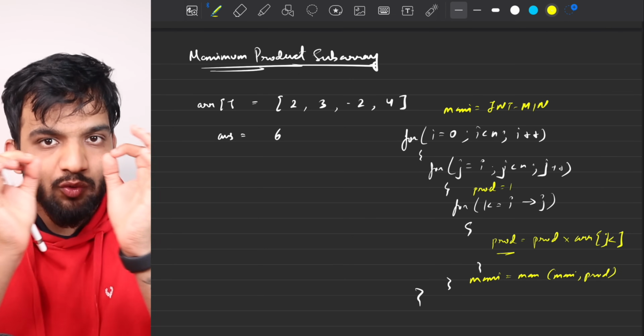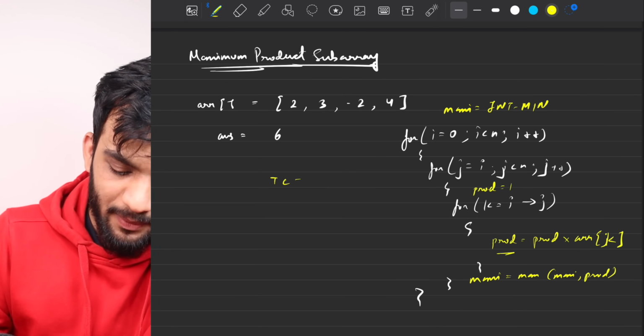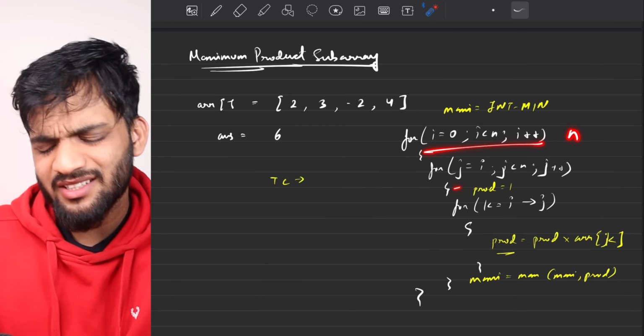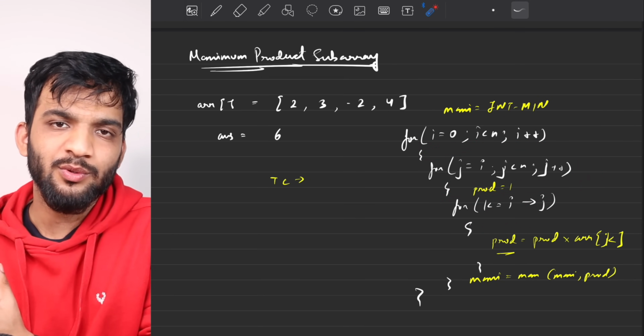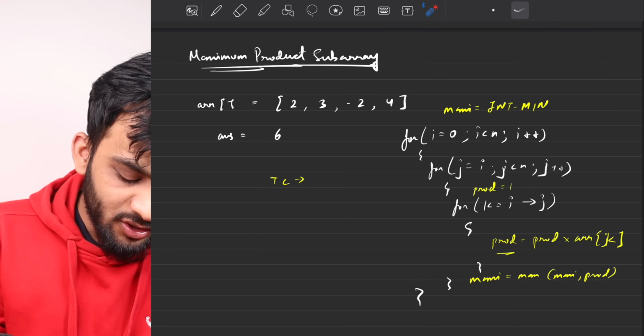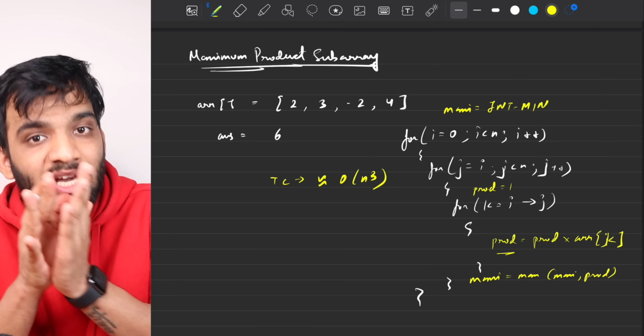This will be my extreme naive force, which is generating all the subarrays. If I ask you the time complexity, can I say it's near about n? It is again near about n. So there are 3 nested loops running, and thereby the time complexity is not exactly n cube, but it is near about n cube.